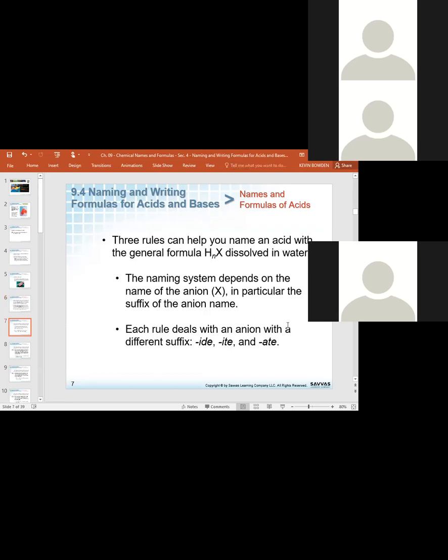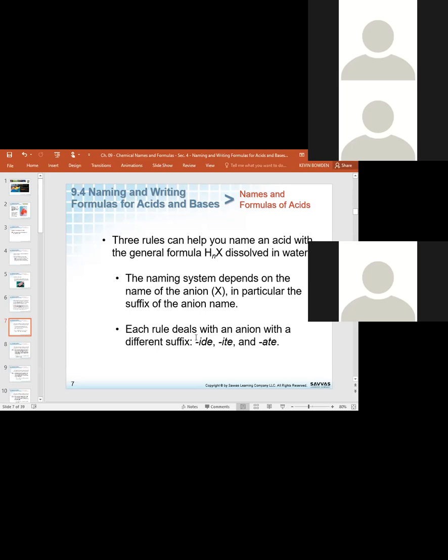It's a good thing. So there are three rules to help you name an acid. If it's got the general formula HnX, again, n is another variable. H is not a variable, it's literally H, it's hydrogen. n is just a number, and then X is whatever else is left behind when the H goes somewhere else. So you need to have the name of the anion, and you're going to know whether it's ide, ite, or ate, what kind of suffix there will be when you name the acid.